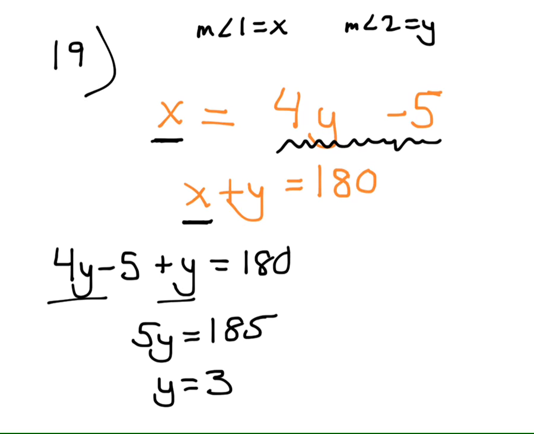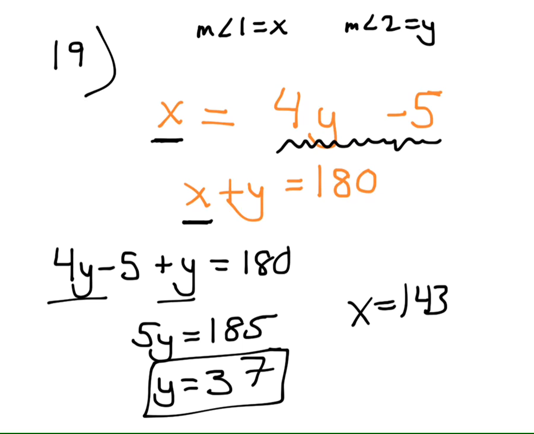I get 37. That's one angle. It says what are both angles? Well, you know together they have to add up to 180, right? That one's 37. So x has to be 143. That was angle 1, that was angle 2, because together they have to add up to 180.